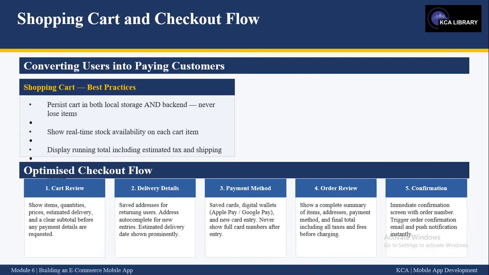Number 3, payment method: saved cards, digital wallets, Apple Pay / Google Pay, and new card entry. Never show full card numbers after entry. Order review: show a complete summary of items, addresses, payment method, and final total, including all taxes and fees, before charging. Confirmation: an immediate confirmation screen with the order number, and trigger an order confirmation email and push notification instantly.